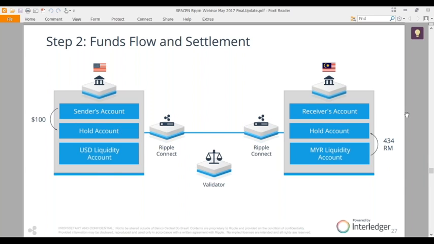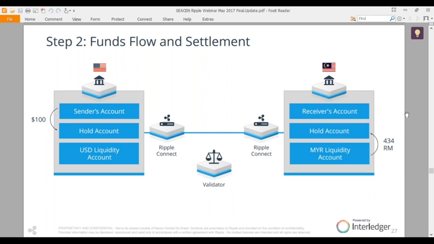Step 2 in this process involves a piece of software called a validator. This validator is software, part of the solution that we license to banks. When there's enough funds in that hold account at the US bank, Ripple Connect will send a message to the validator to say we have fully funded the amount of currency for this payment, a full $100. And the Malaysian bank will send a message to the validator as well, saying we have good funds set aside to cover the full amount of that payment.